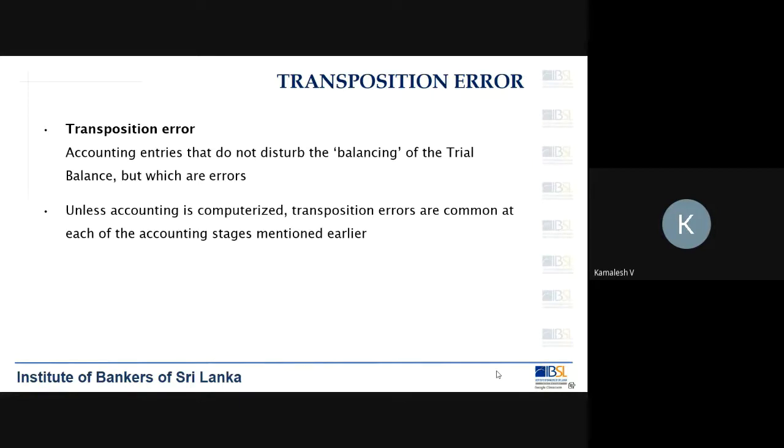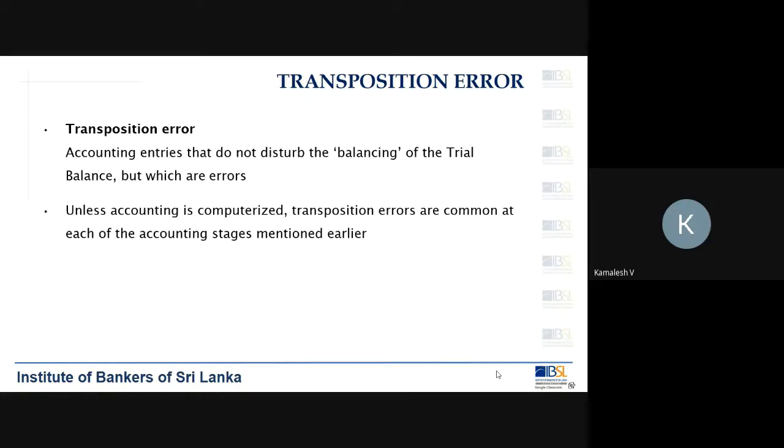So when something like that happens, what do you do? You have a debit total in the trial balance, and you have a credit total also in the trial balance. Generally, we expect both of these to be equal. But when there is a difference between the debit total and the credit total, the first thing we need to do is check whether there is a transposition error.